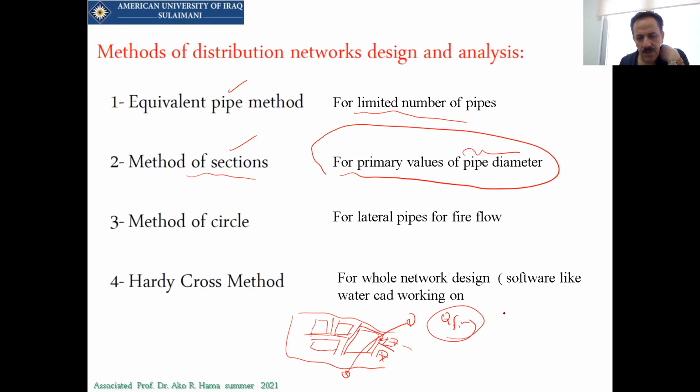How will this be? You will assume a velocity at, for example, 1 meter per second, and you have the Q fire. So from the Q and V, you will find the diameter. This diameter is the initial diameter. This is a predicted one.